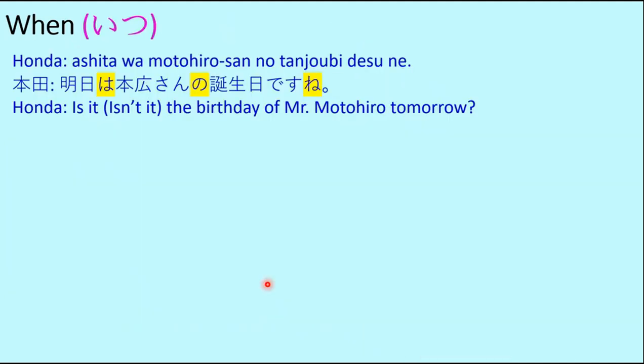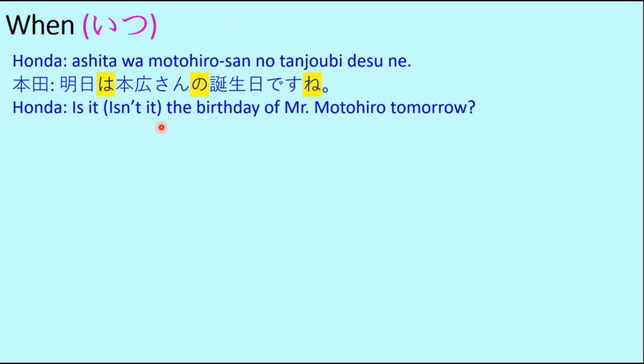So now let's look at a simple conversation regarding birthday. Honda-san asks, Ashita wa Motohiro-san no tanjobi desu ne? We look at this interrogatory word. Here we didn't use ka, but we have used ne. We have discussed this ne particle earlier also, so we will have a quick recap of that very soon. Ashita wa Motohiro-san no tanjobi desu ne?